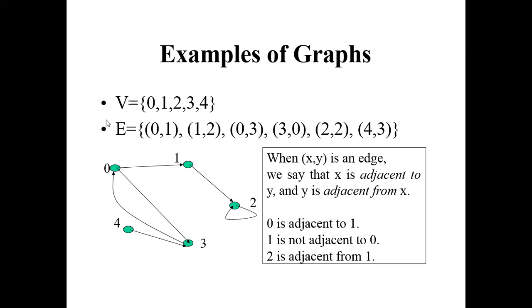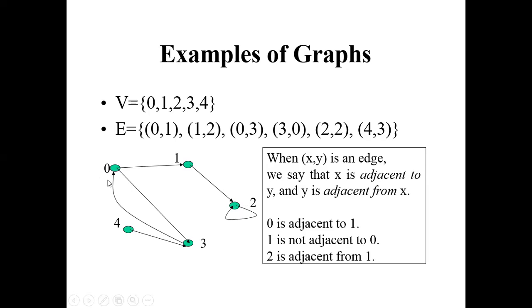Let's take this graph. There are 5 nodes in total: 0, 1, 2, 3, 4. These are the nodes or vertices, and 0 to 1 is an edge. The connection between node 0 and node 1 is called an edge. The possible edges for the given graph are 0 and 1, 1 and 2, 0 and 3, 3 and 0, 2 comma 2. If you consider 2 comma 2, this edge is a self edge, a self loop. And 4 comma 3. So it's an example of a graph.